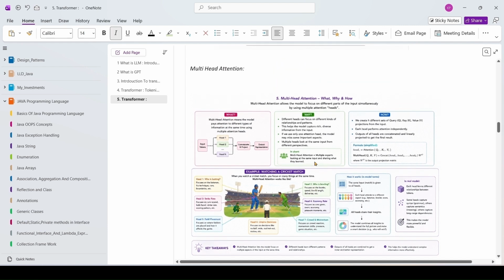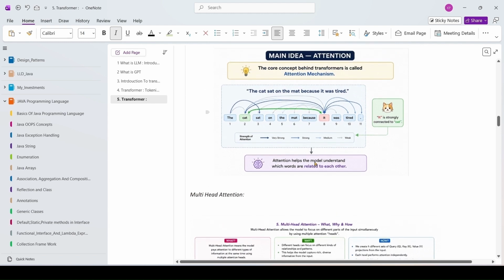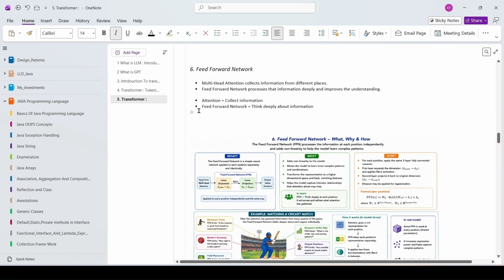Similarly, in multi-head attention, there will be different heads. Each head will be focusing on a different perspective. One might be focusing on the grammar, one might be focusing on the meaning, one might be understanding the relationship between the subject and object. So in multi-head attention, the tokens in the sentence talk with each other from different perspectives to understand the context. So at the end of the multi-head attention phase, the model will be aware of the entire context of the sentence.